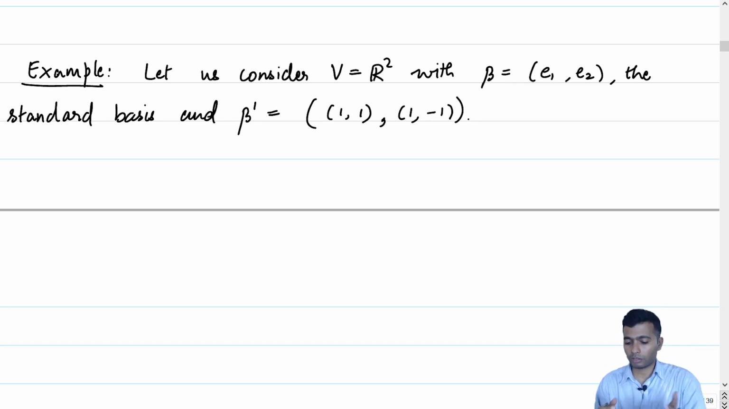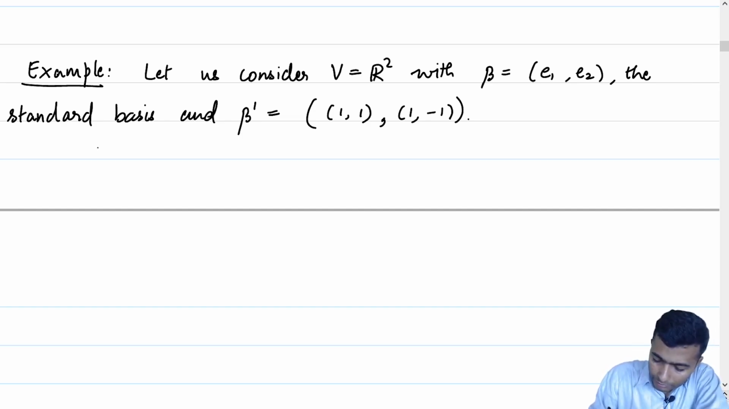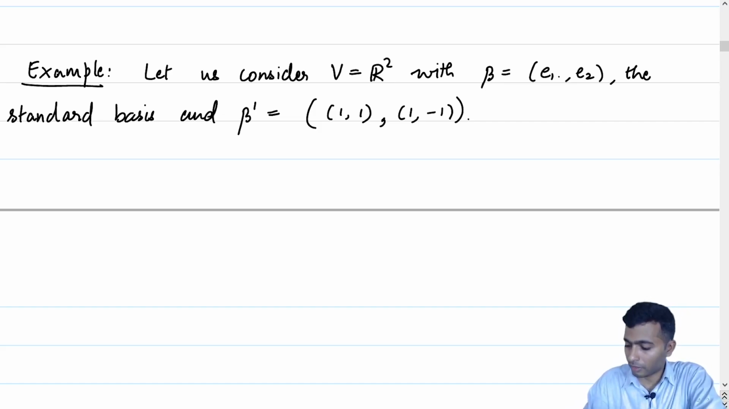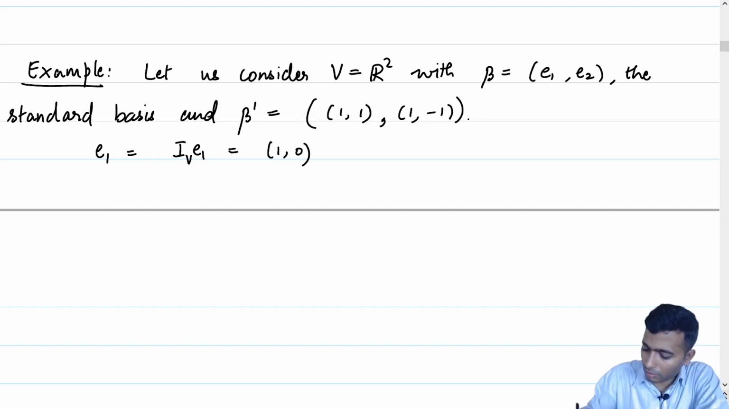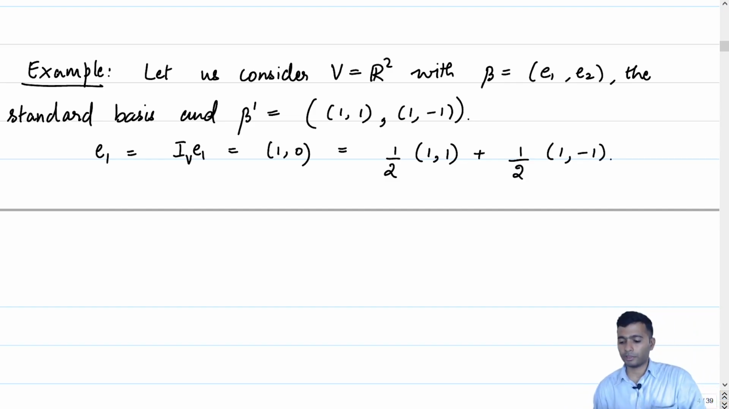Let's try to see what the change of basis matrix is. The change of basis matrix is calculated by evaluating the identity map at e1 and at e2. They will give you the columns with respect to (1, 1) and (1, -1). So observe that e1, which is equal to I_V of e1, is equal to (1, 0), which is equal to half of (1, 1) plus half of (1, -1). So the first column will just turn out to be half and half.